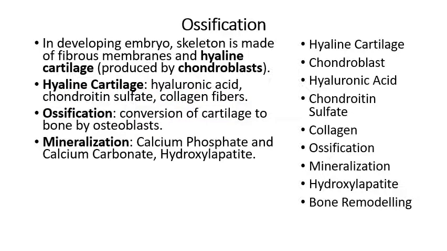Okay, so ossification is where you convert the cartilage into bone by saturating it with mineral salts, including calcium phosphate and calcium carbonate. Collectively, calcium phosphate and calcium carbonate together are called hydroxyapatite. Right, so hydroxyapatite refers to the various calcium salts that are put into cartilage in order to convert it to bone during the process of ossification.